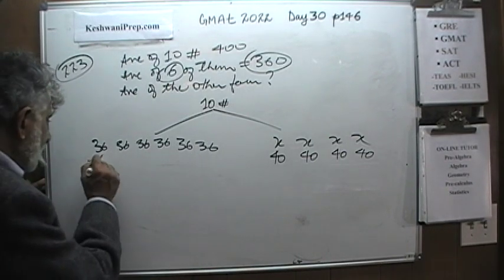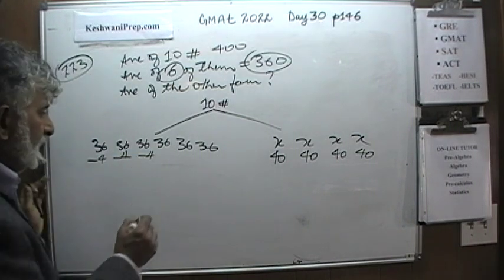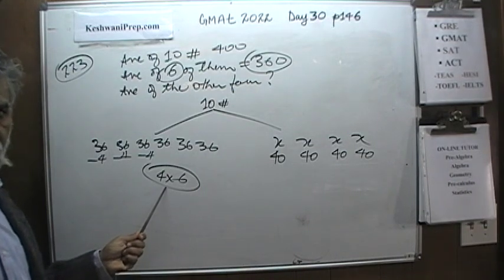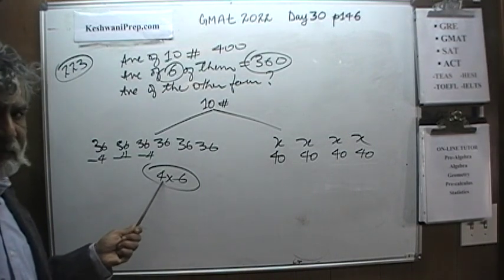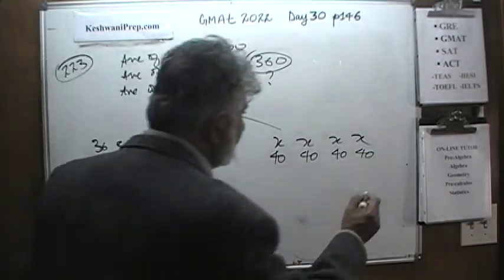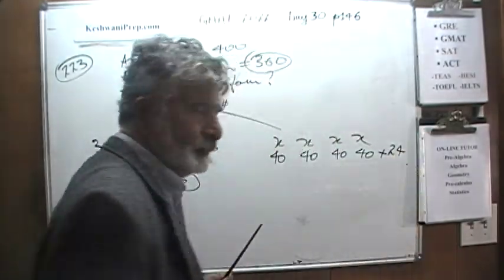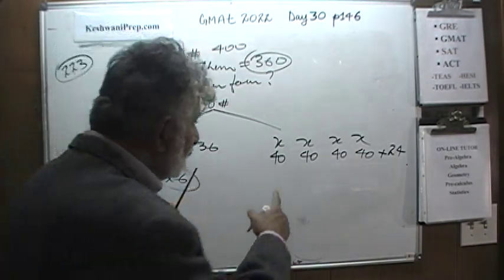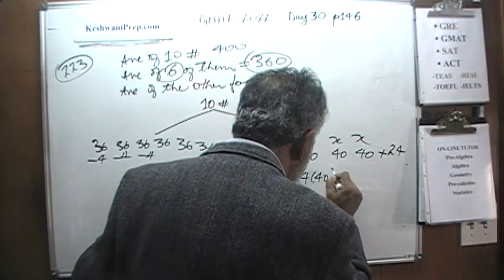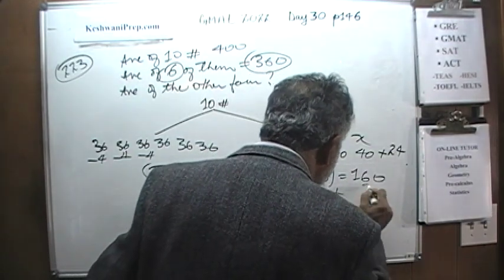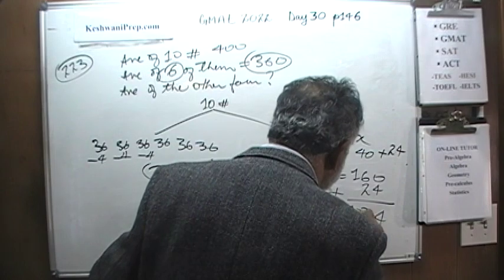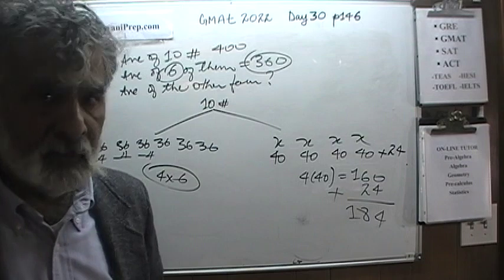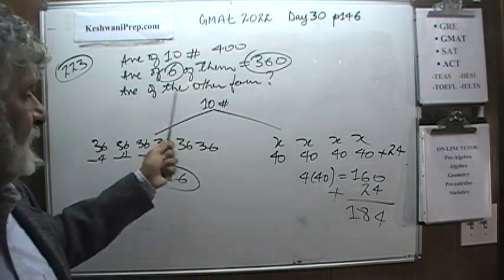We are 4 short here, 4 short here, 4 short here. We are short 4 times 6. There are 6 of them there, and they are all short by 4. Which means that this deficit of 24 has to be accounted for here. In other words, if the sum of these 4 is 4 times 40, which is 160, plus 24, that should do the job. If the sum of these 4 numbers happens to be 184, we are in business. We have to figure out the average of these 4 numbers.